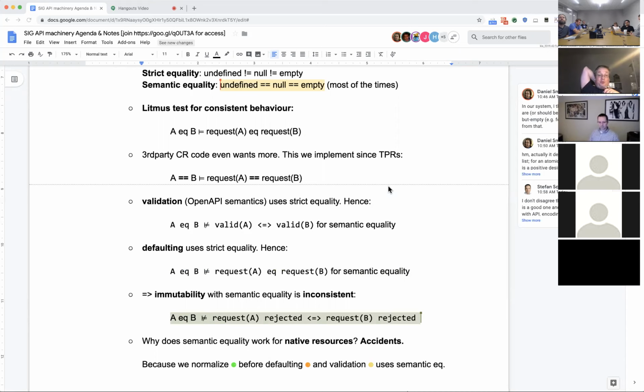Immutability, of course, is influenced by defaulting. If you default something, it changes the object, and it might render a no-op request suddenly mutable, although it should be immutable. So we have a hard time, just because of this validation and defaulting behavior, switching directly to semantic equality for mutability.